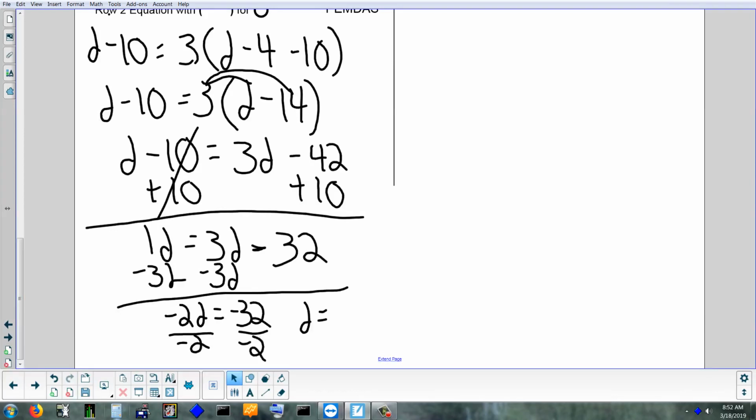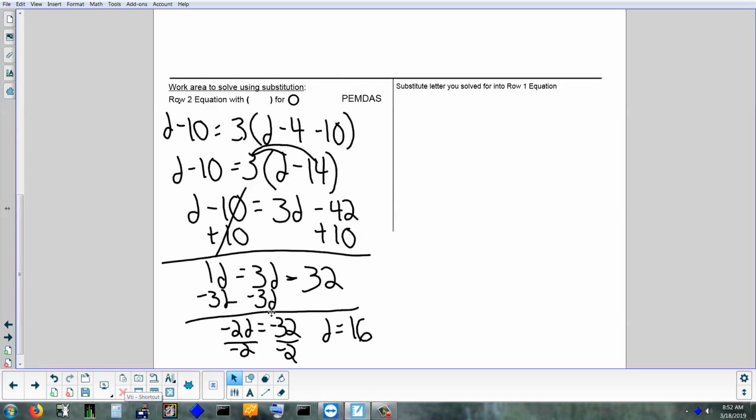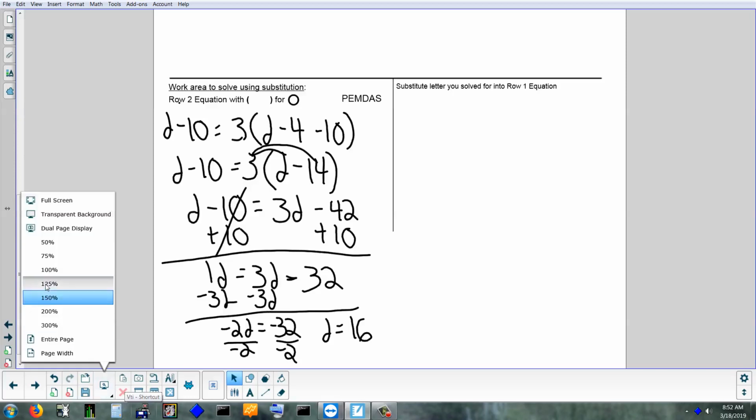D equals, anybody know? Is it going to be positive or negative, Savannah? Positive. We're doing negative divided by a negative, right? It'd be positive. It's going to end up being 16. So Dave's age is 16. All right? Dave's age is going to be 16.